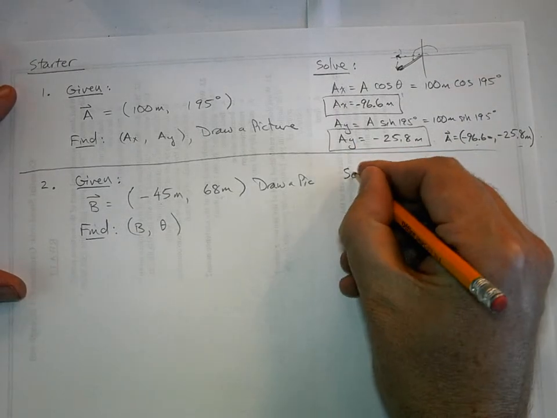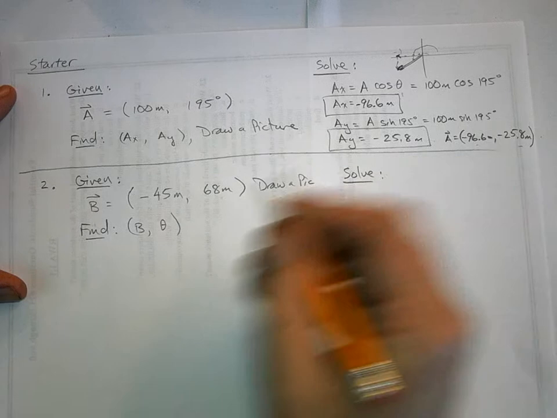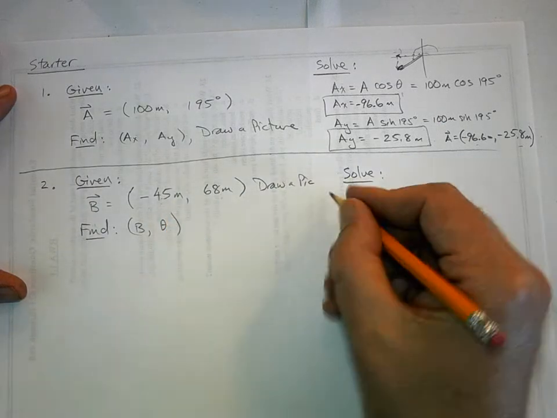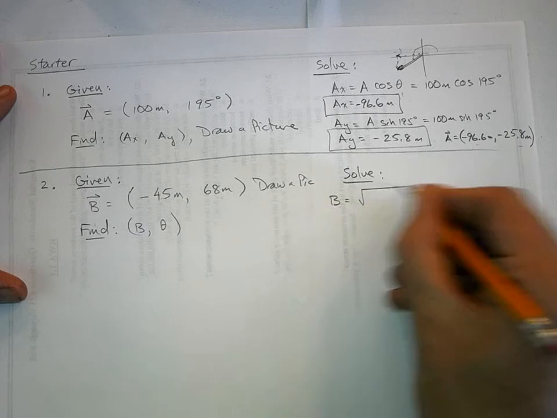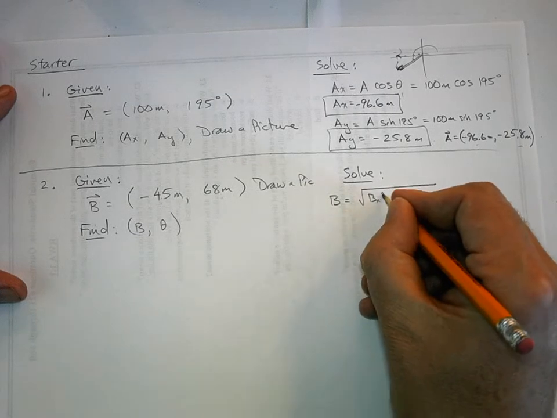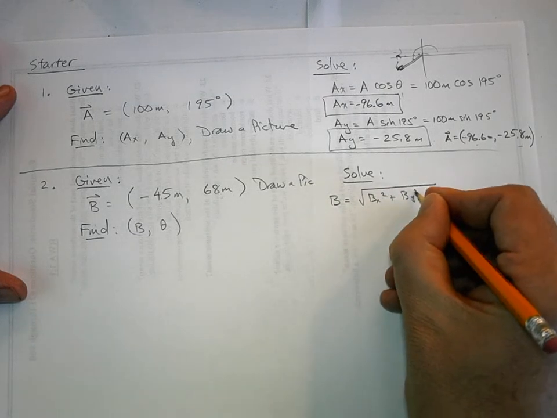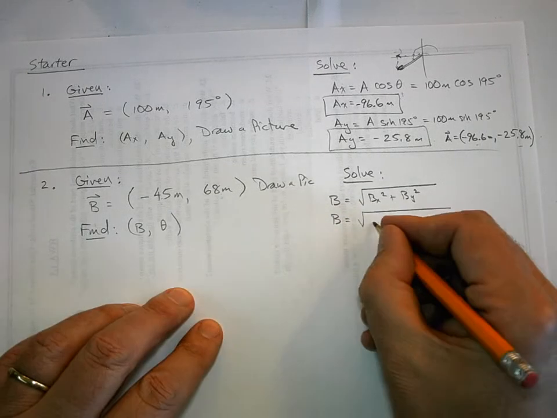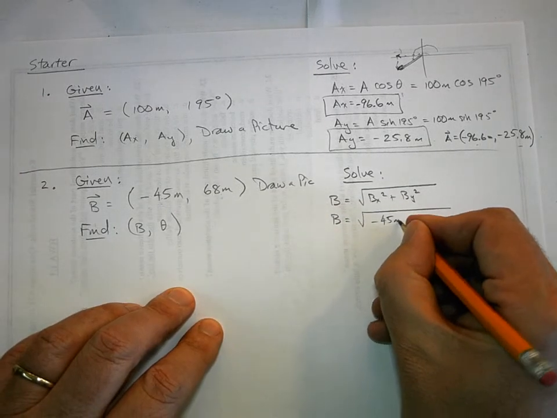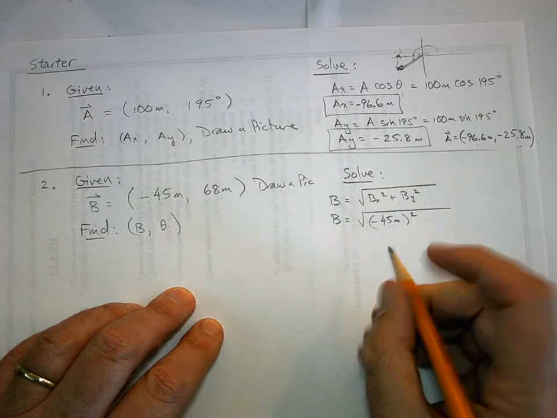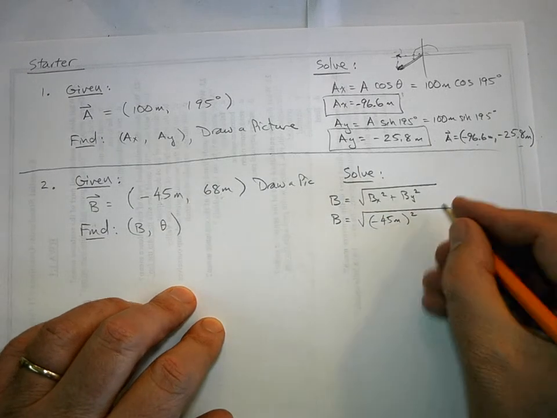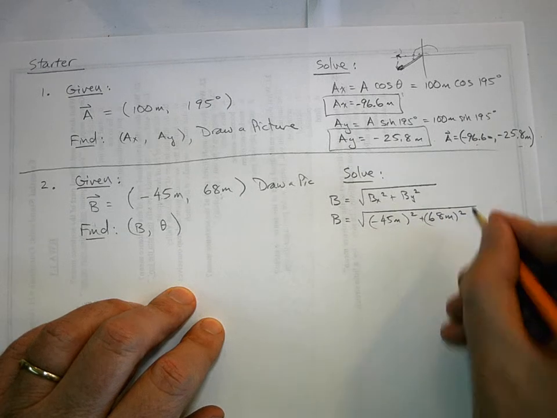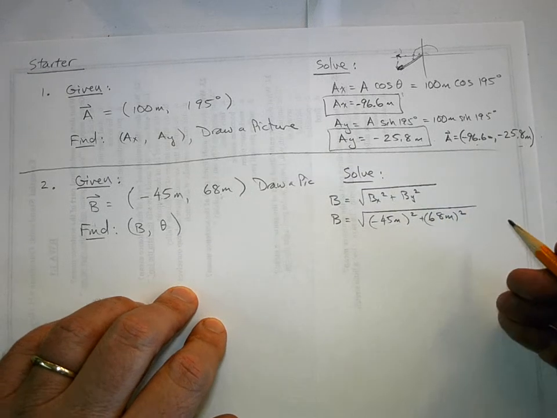So let's solve this one. I know B_x and B_y, so to find B, I take the square root of B_x squared plus B_y squared. Let's plug in our values. Negative 45. Do I need to put the negative there? Not really, because it gets squared away. Plus 68 meters squared. I don't know, like 75, 76, something like that?